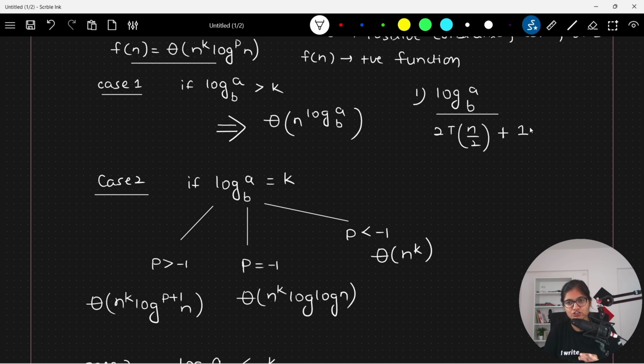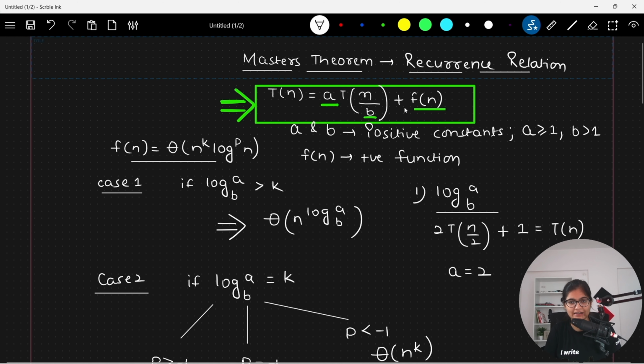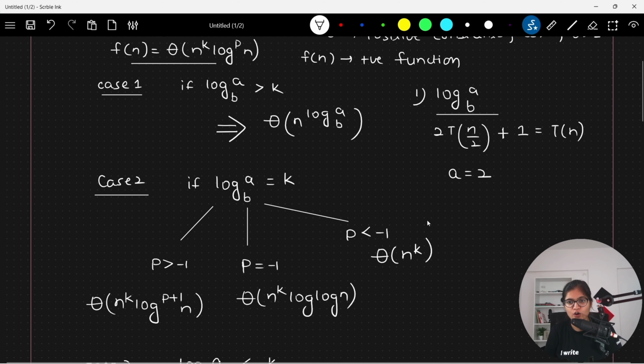So this is a recurrence relation that is given to you. T of n is equal to 2T(n/2) plus 1. Now in this particular case, you have to see what is the value of a. It is 2. Just try to compare this equation with the first standard equation which I have marked with the green pen. Here, the value of a is 2 and the value of b is also 2.